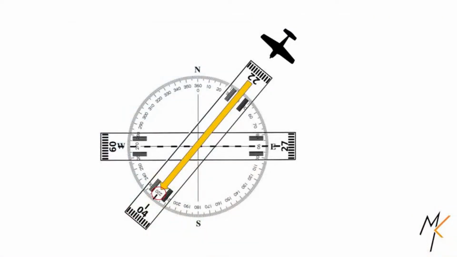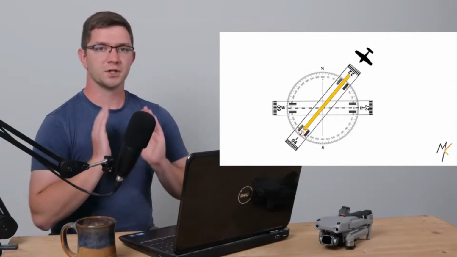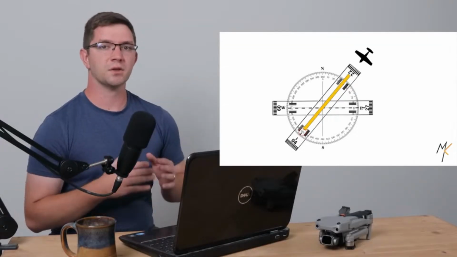If you were flying into an airport, landing on runway 22, like you see here, the heading toward that runway is going to be 220. It's all based on the direction you're flying towards that is designating the runway number.